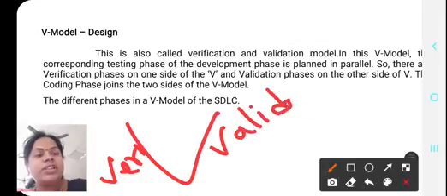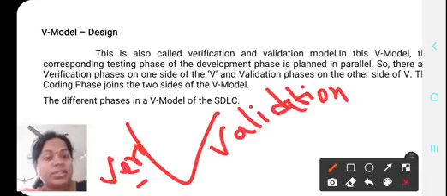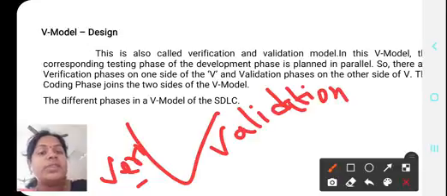So what is meant by the verification phase? In the verification phase we check whether the product is being prepared for the exact requirements that we want, and whether there is any mislead. Are these exactly the requirements given by the customer or not? If you go through these requirements, do we get the right product or not? Before developing the product, we check whether these requirements are sufficient and okay. All of these will be tested. So this is called the verification phase.